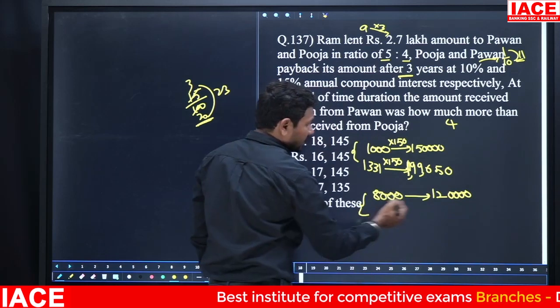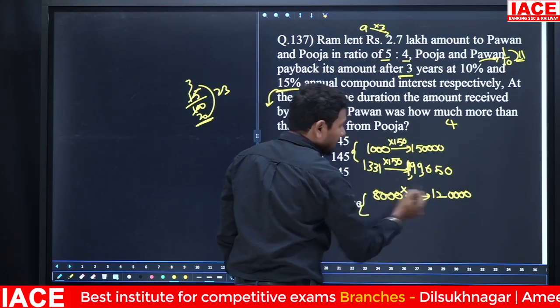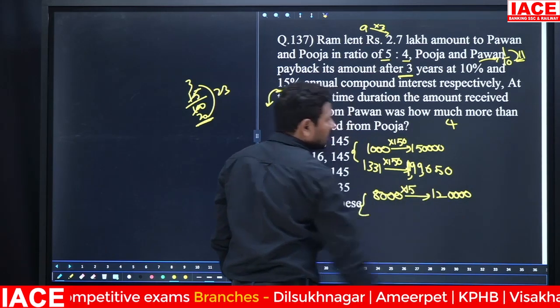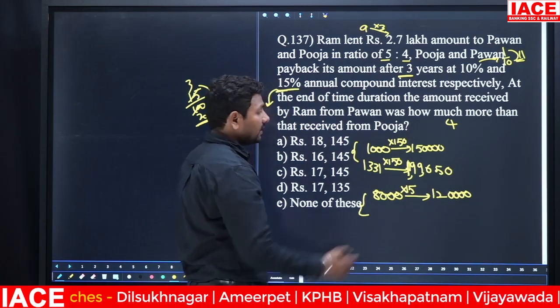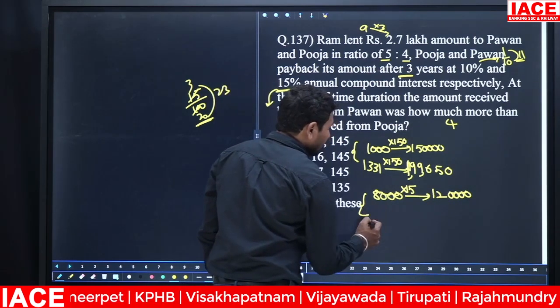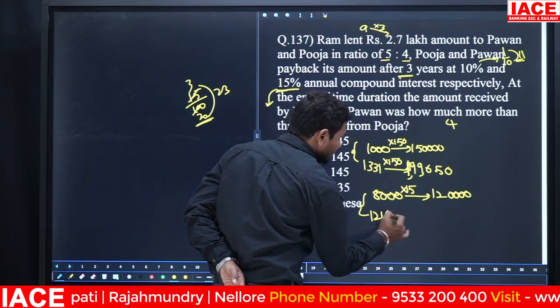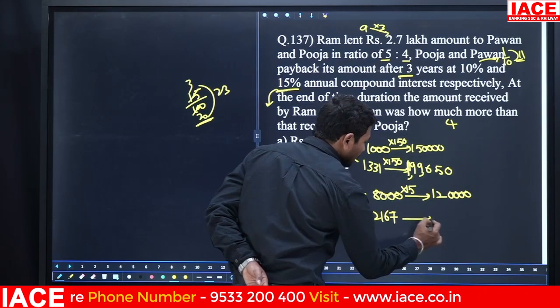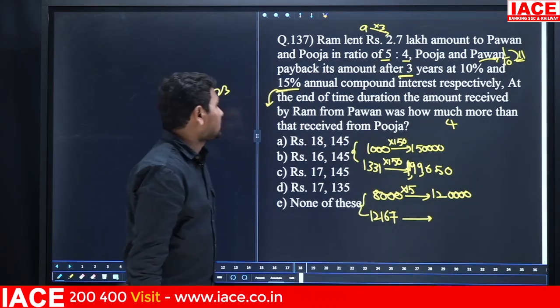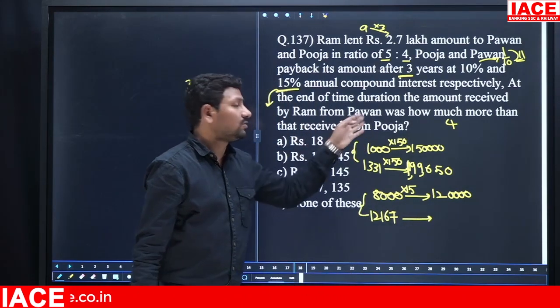Here 3 zeros will be cancelled. Here 8 becomes 120, so what number is multiplied? 15 will be multiplied. 15 times 8 is 120. Here also multiply the same number. Here 23 cube. 23 cube value is 12167. Here the logic is how much more Pawan received than Pooja.